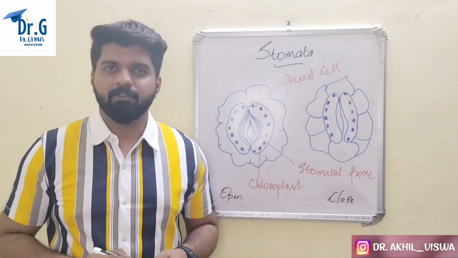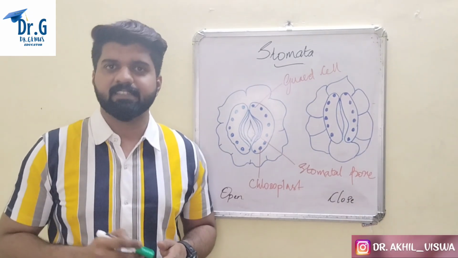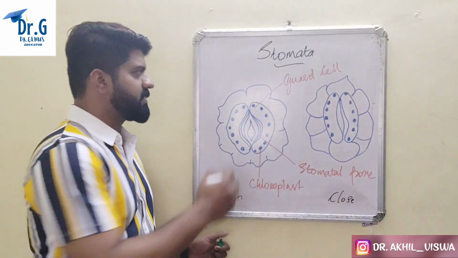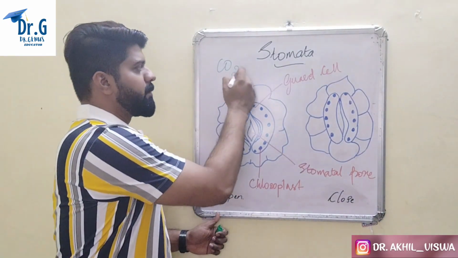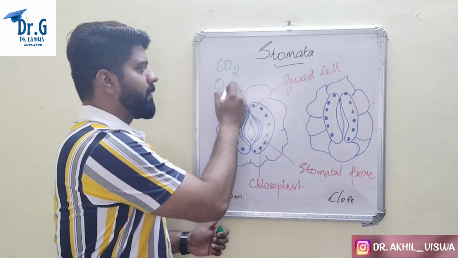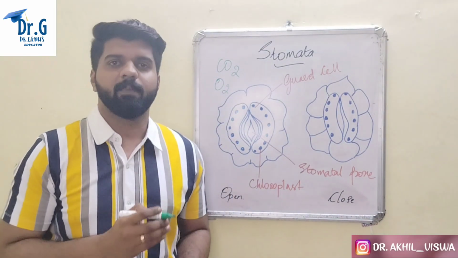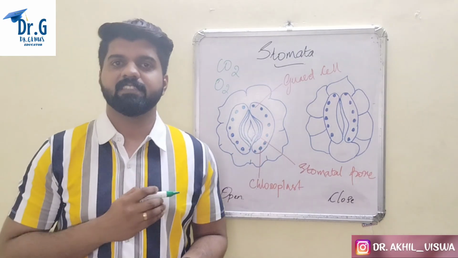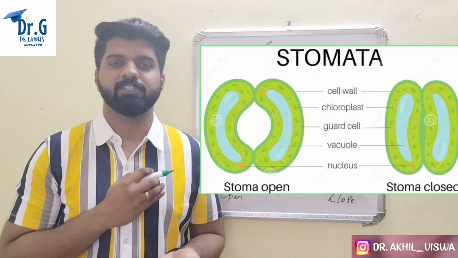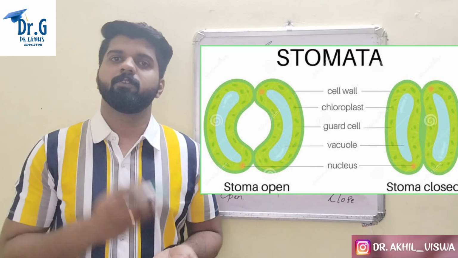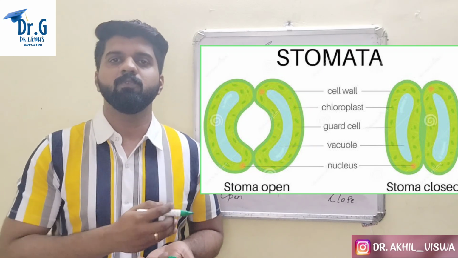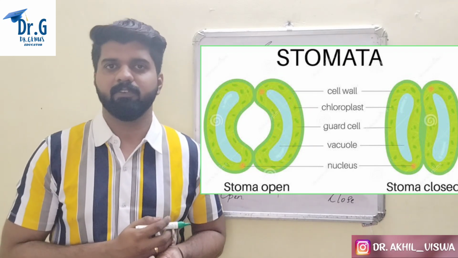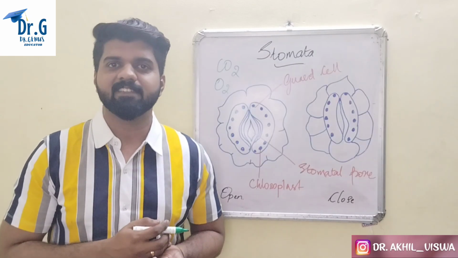During the process of photosynthesis, what happens? Gaseous exchange happens. In this gaseous exchange, carbon dioxide is absorbed and oxygen is released by the stomatal pore. So this is the stomatal pore we can see. Gaseous exchange is one of the major functions of the stomatal pore, and one more function is to remove the water contained in the leaf. That process is called transpiration.